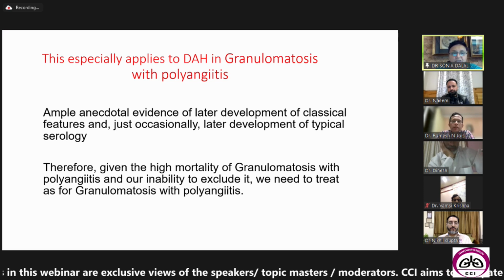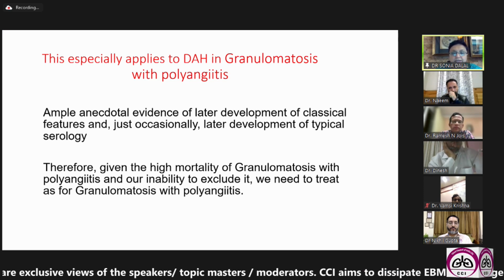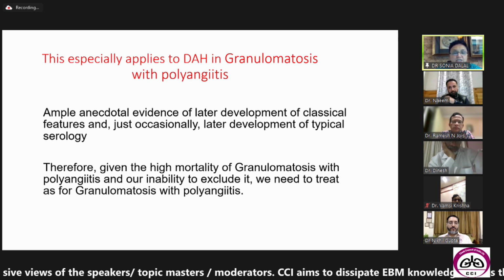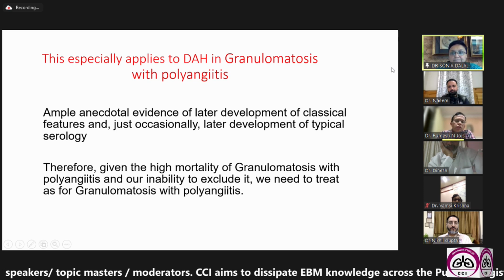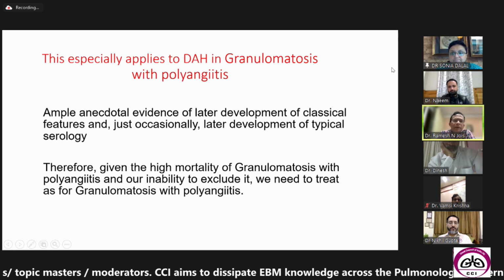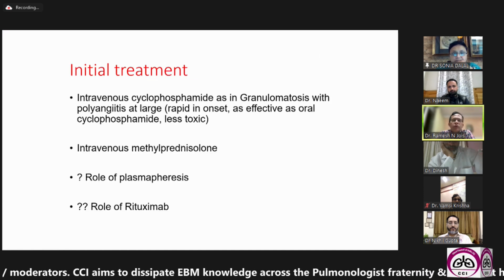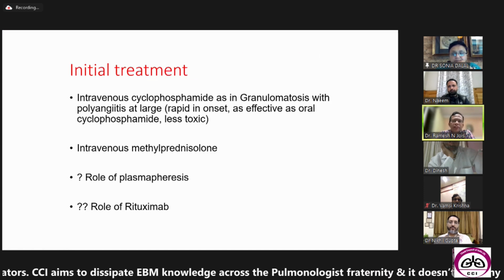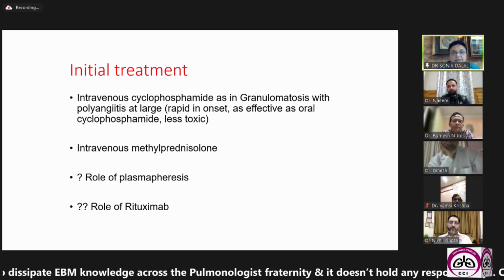Therefore, given the high mortality of granulomatosis with polyangiitis and our inability to exclude it, we need to treat as granulomatosis with polyangiitis for now. For diagnostic labeling purposes, I would just call this undifferentiated vasculitis with diffuse alveolar hemorrhage. Sure, I agree with you.